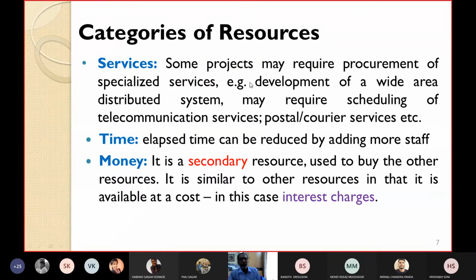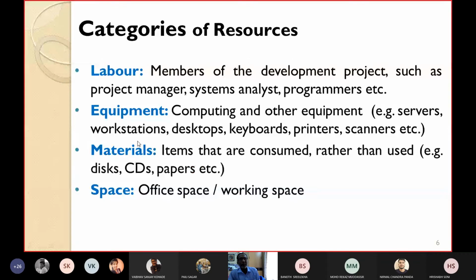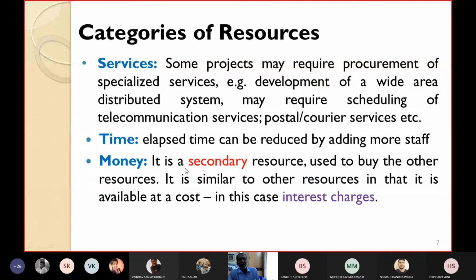Why? Of course, it's not a primary resource like your labor, equipment, materials, or services. It is not a primary resource, but it is a secondary resource, which is used to buy the other resources. So by using money, you can buy all the other previous resources. That's why it is a secondary resource, used to buy the other resources.